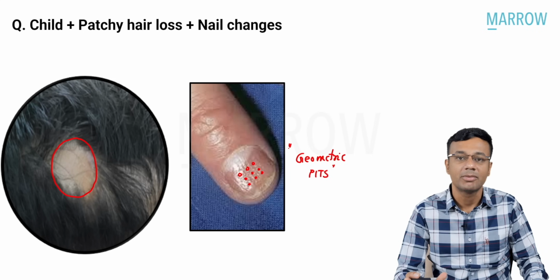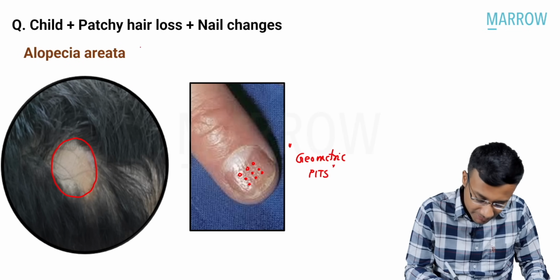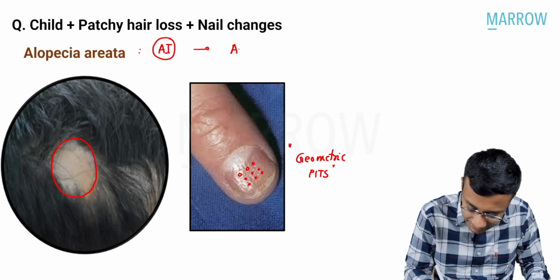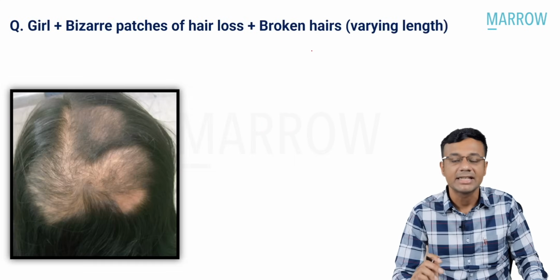Which disorder am I talking about? Yes, I'm talking about alopecia areata. What is alopecia areata? It is an autoimmune disease. What does it target? It targets the anagen hair bulb. Let's look at the next scenario.